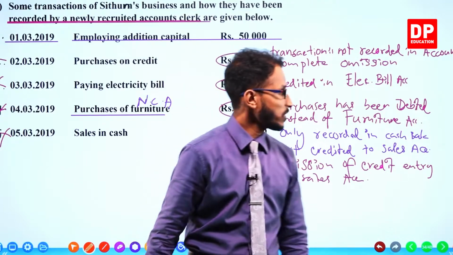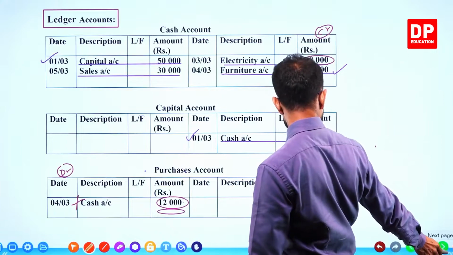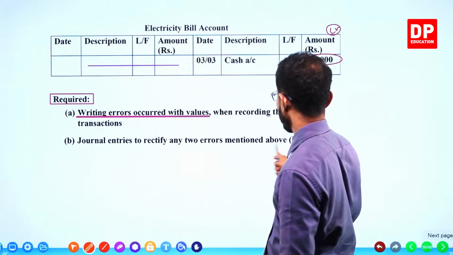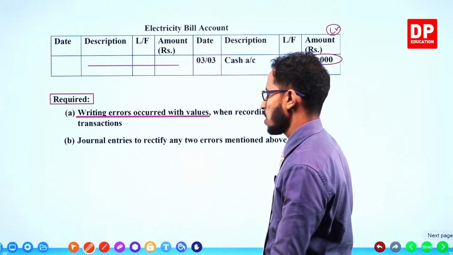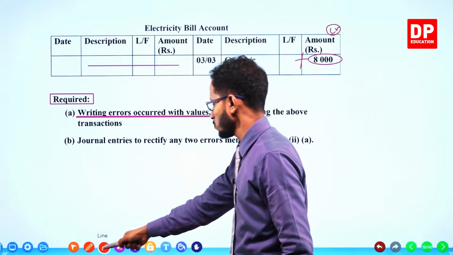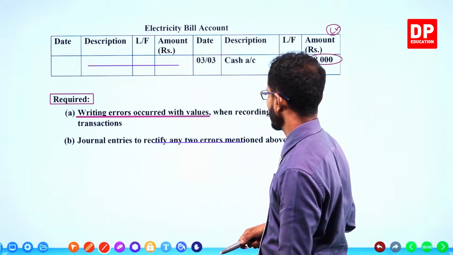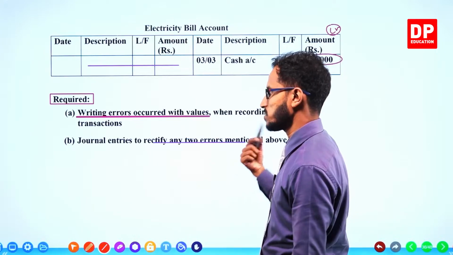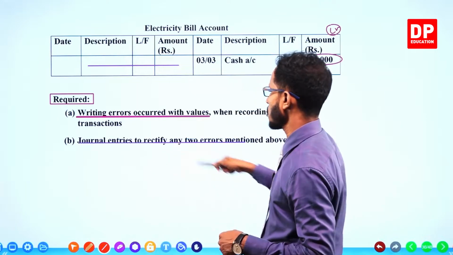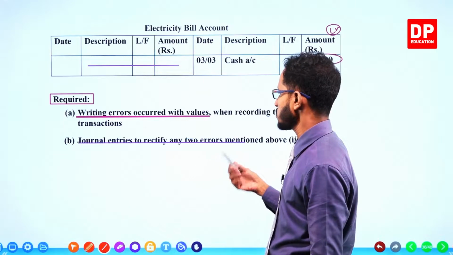Yeah, no need to rewrite, it takes time. Let's go and check what else we have to do. Journal entries to rectify any two errors mentioned above. You have to write journal entries to rectify any two errors. Any two errors. So you have to go and select any two errors and write journal entries to correct them.